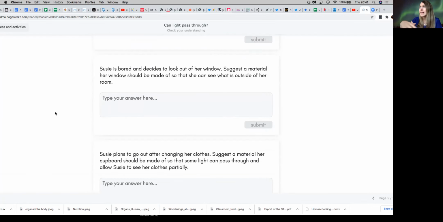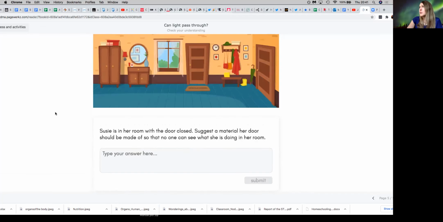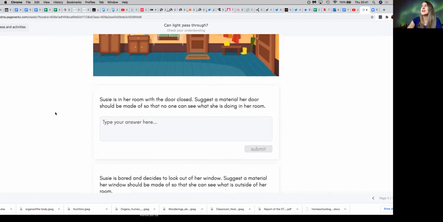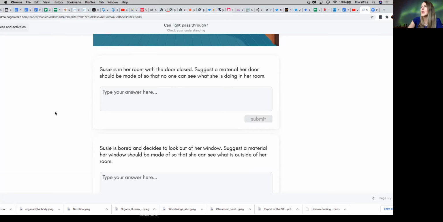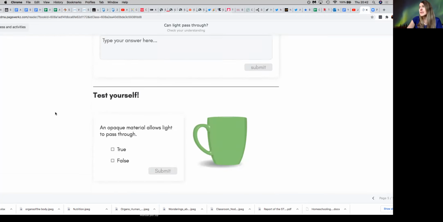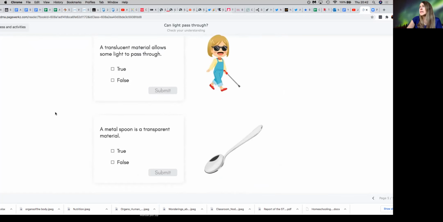So here we have a little story about Susie, who is stuck in her room with the door closed, and there's material her door should be made out of so no one can see what she's doing in her room. What is that material? Opaque? Is it translucent? Is it transparent? So it's reproducing that knowledge, but then also you can think about your own room and what you have in your own room that stops the light coming in, or what you have that allows the light to come through. And then just to review and really to think about the environment around you.